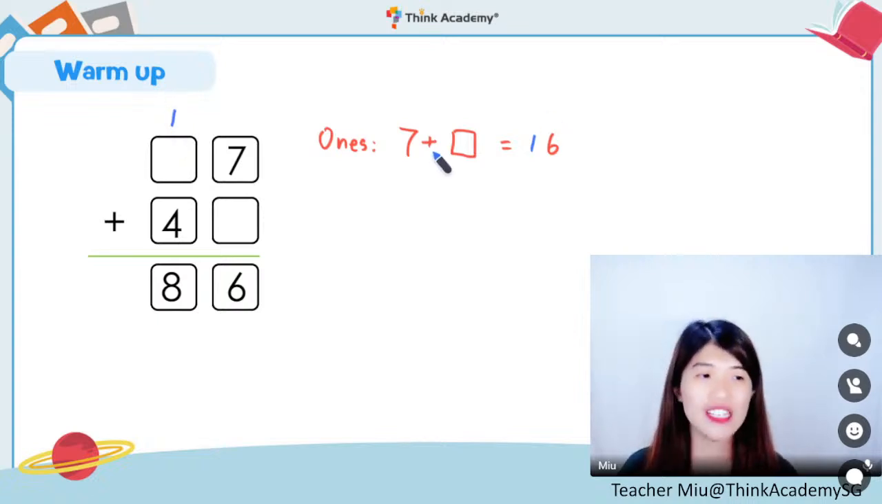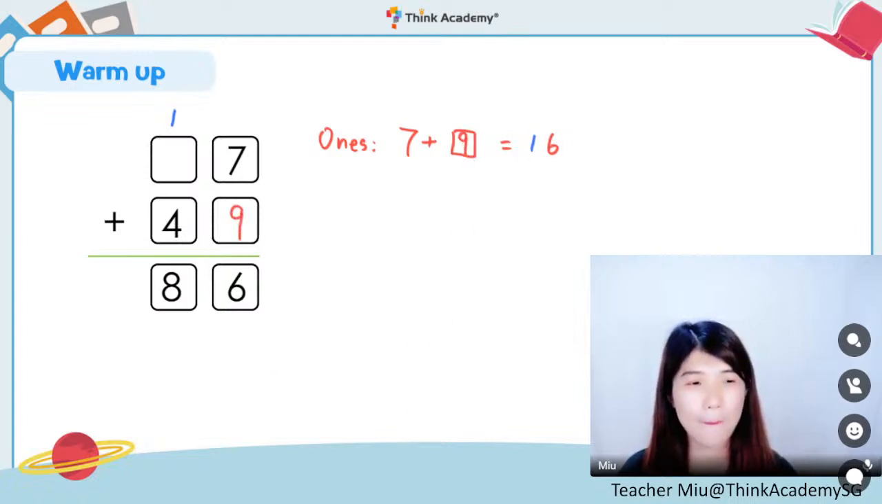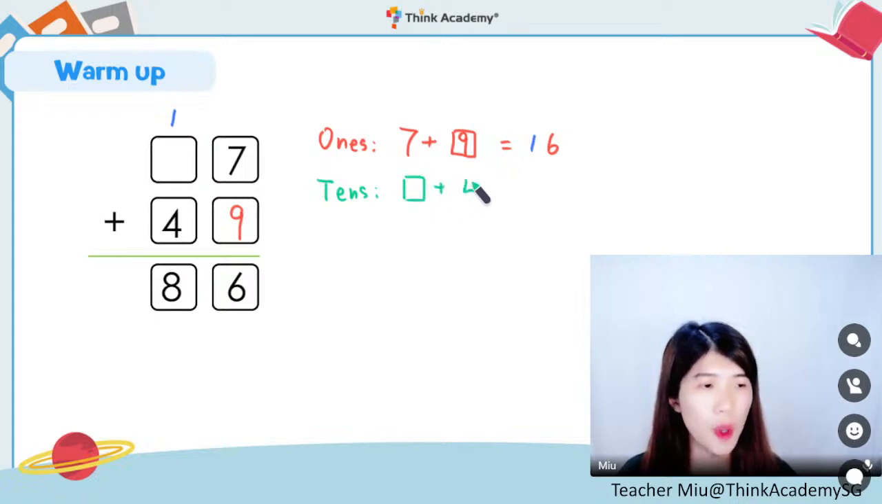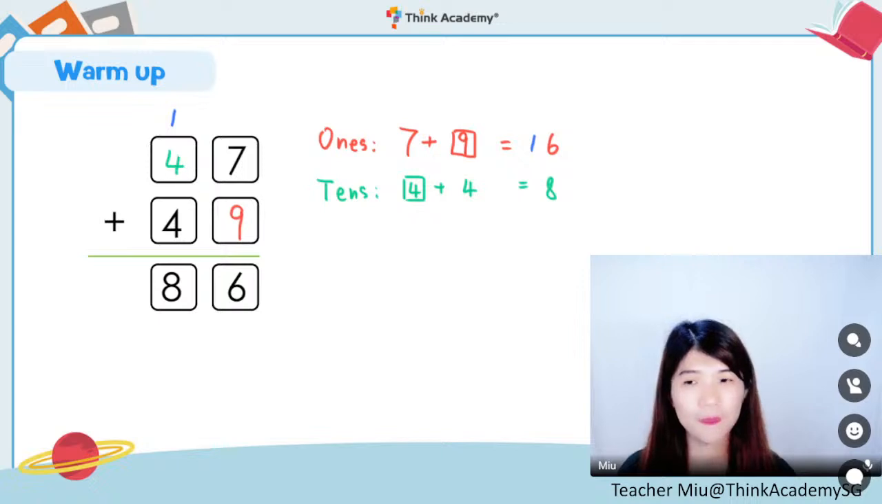So actually, for the ones place, it is 7 plus something that gives you 16. What is the something? That must be a 9, right? 7 plus 9 gives you 16. So this is a 9. What about the tens place? Now let's look at the tens place. That gives you a box plus 4 equals 8. The box is 4, because 4 plus 4 gives you 8. So this is 4. Am I right?